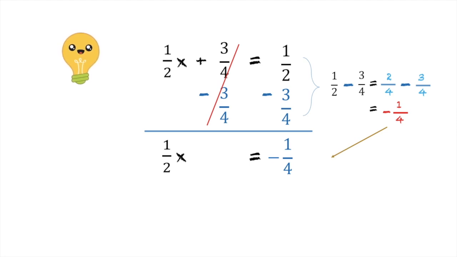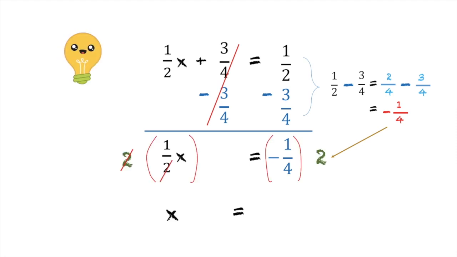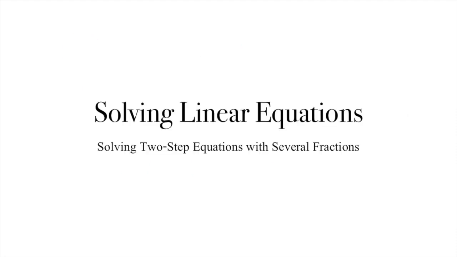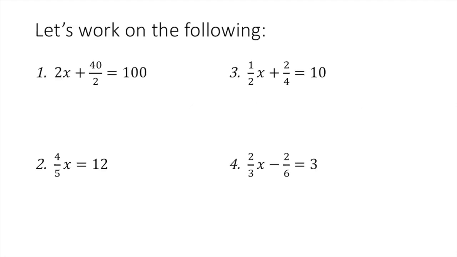Now we just need to find our x. So what are we going to do with our 1/2? Multiply it by 2. We're still using the inverse method. 2 times negative 1/4 gives us negative 2/4, or simply negative 1/2. Again, we have solving two-step equations with several fractions. Let's work on the following equations.